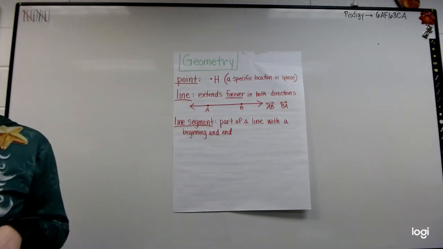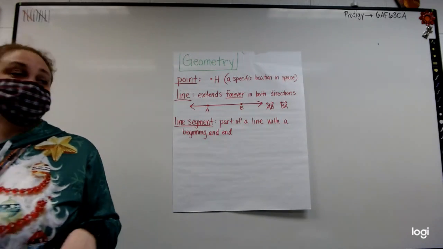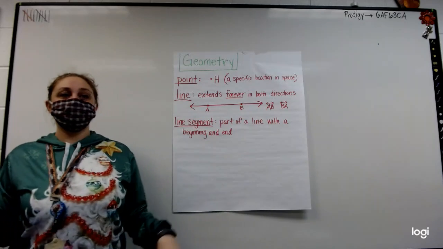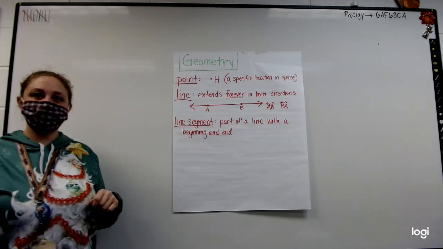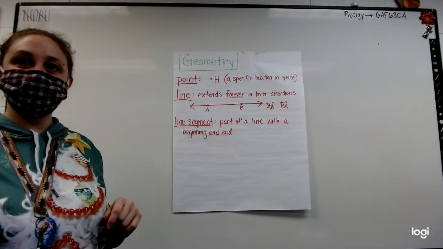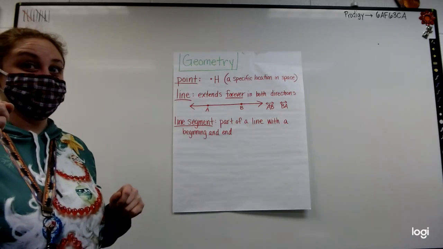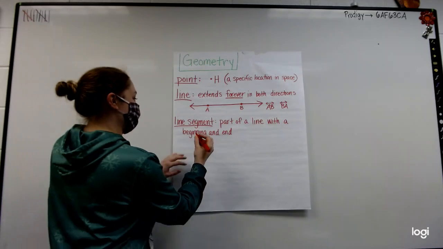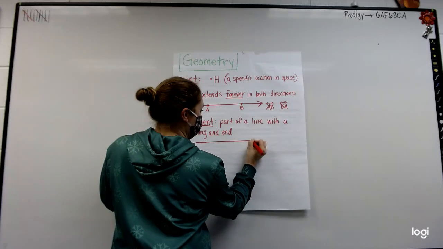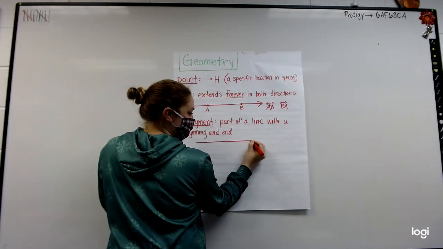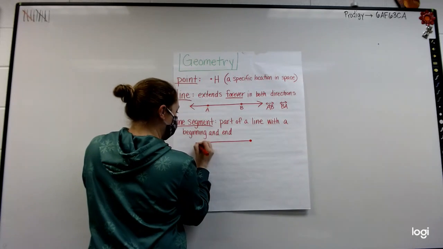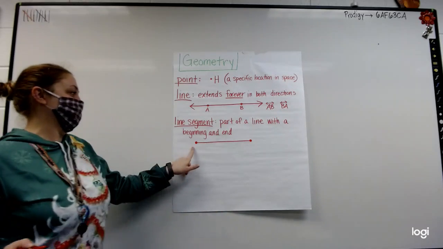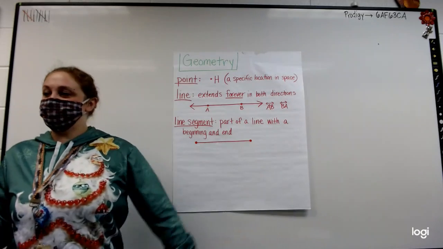Does anyone have a guess how I can draw a line segment? Because we can't have it going on and on forever. Noah? You draw a line and you put like 2 dots at the end of it. What do we call those things? Points. Excellent job, Noah. Draw your line, but don't put arrows. Okay, this is only part of a line. It doesn't go forever. So it has a beginning and an end made out of points.